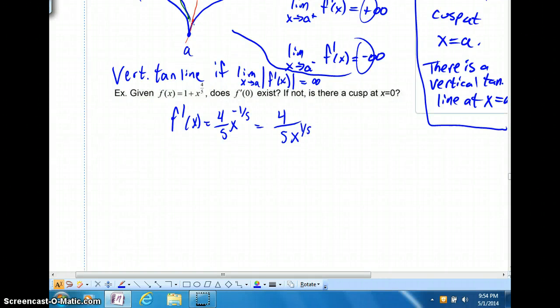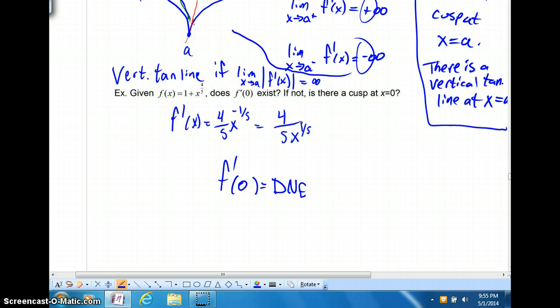Picking back up, finishing up lesson 2.2, we just did this example. We were asking the question, at f prime of 0, do we even have a derivative existing? If not, would there happen to be a cusp? Well, we used our shortcut, our power rule. You could see that if we did plug in f prime of 0, actually we're not going to exist. You can see that you can't divide by 0.